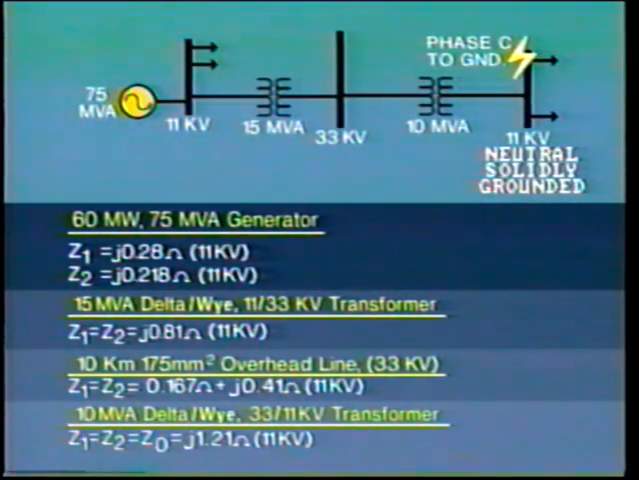So in order to calculate the fault current, we need to take into consideration the total positive sequence impedance Z1 for the generator, the 15 MVA transformer, the line, and the 10 MVA transformer. We also require the negative sequence impedance for the same elements. And note that except for the generator, these values are the same as for positive sequence impedance. We also have to add the zero sequence impedance for the 10 MVA transformer, and this also is the same value as the positive sequence impedance of that transformer.